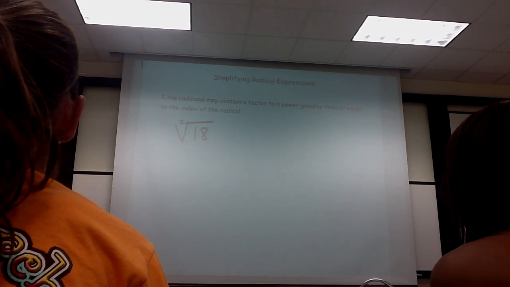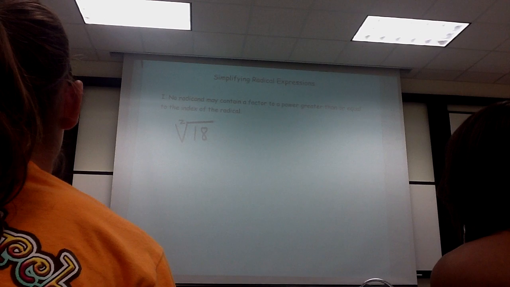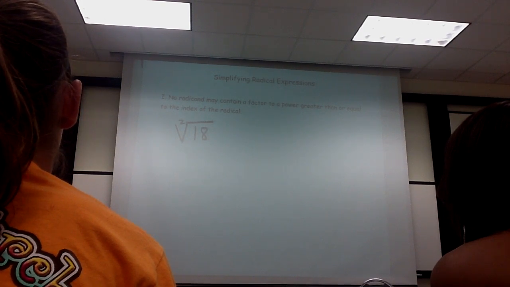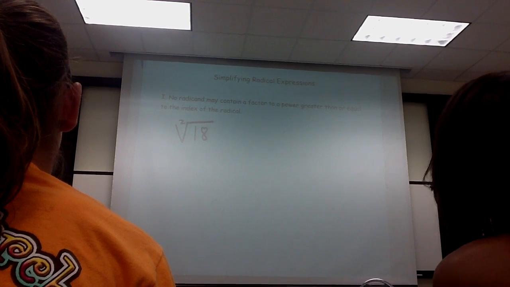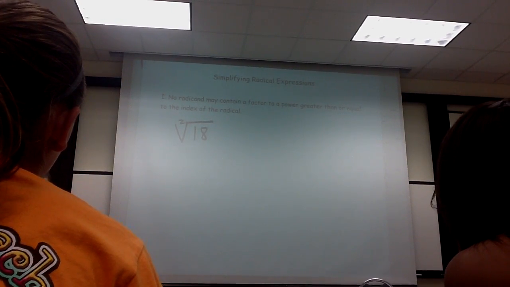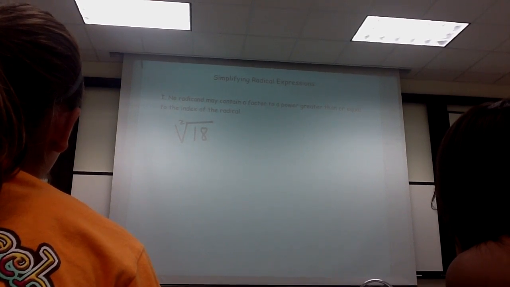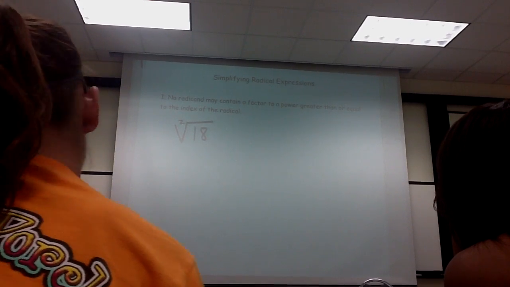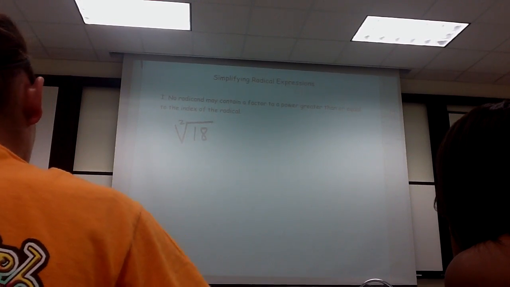Okay. So, no radicand, that's the 18, right? No radicand may contain a factor to a power greater than or equal to the index of the radical. Well, I don't know. Some of you do, but I don't know if it contains a factor a number of times greater than or equal to the index. So my very first suggestion to you is factor the thing into its prime factors and see what makes up 18. Some of you know, some of us don't.